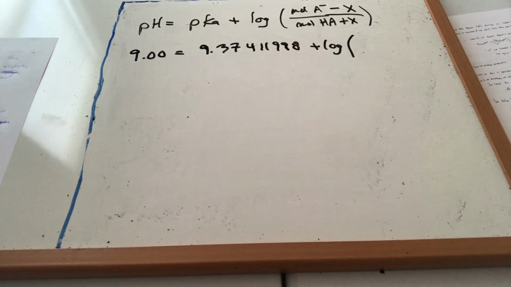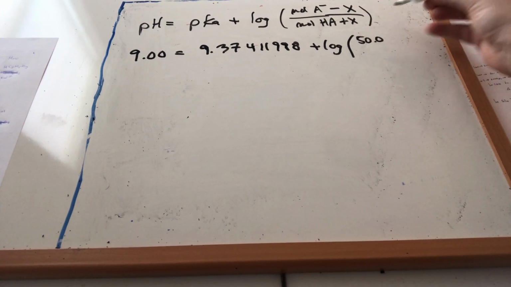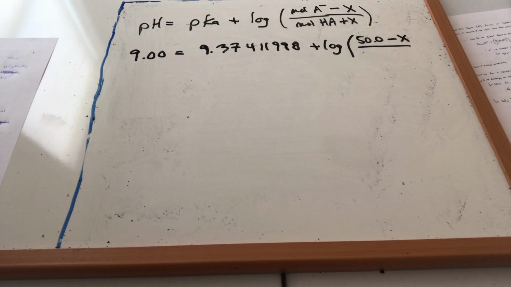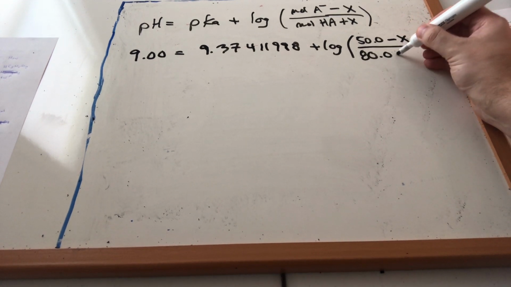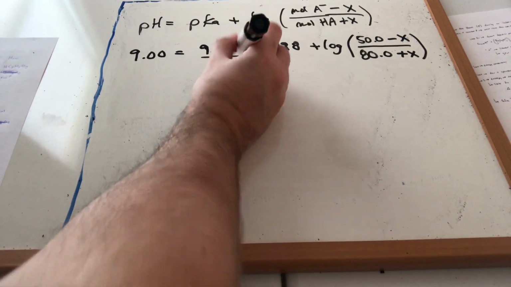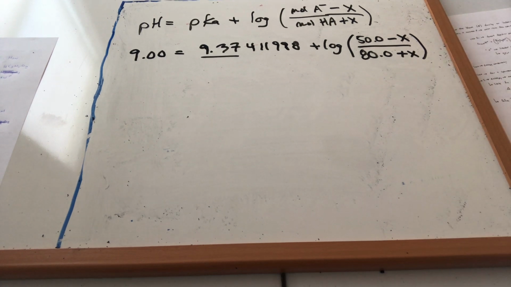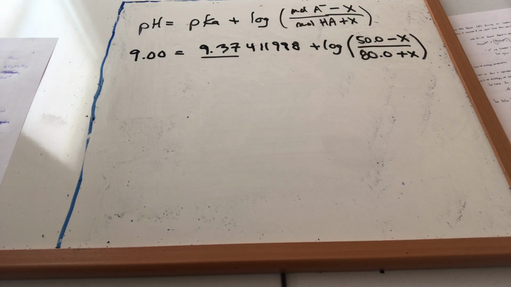My old moles of A minus were 50. That's going to change by an amount X. My old moles of HA were 80. That's going to go up by an amount X. So everybody see the setup. We have a new pH because we're changing the amount of acid and base because a strong species was put in there. This will give me the moles of strong acid I have to get. As always, please check my work, okay?